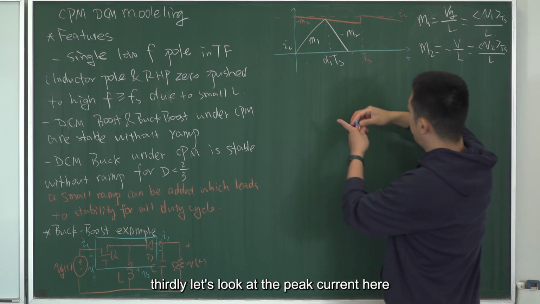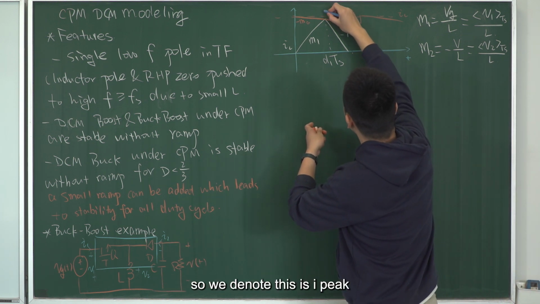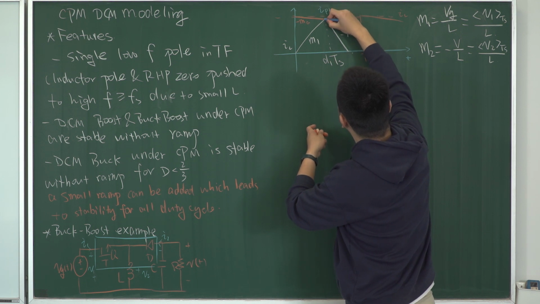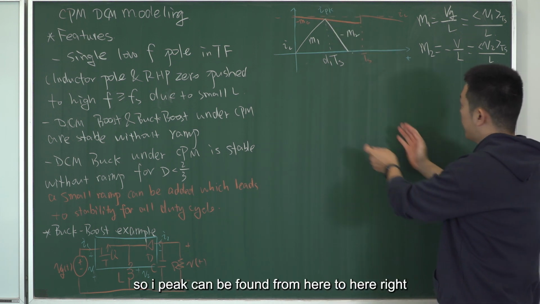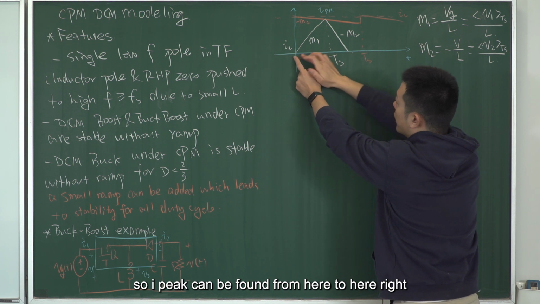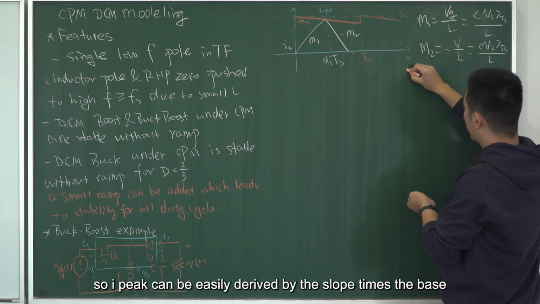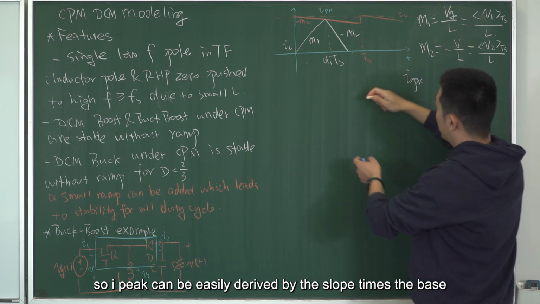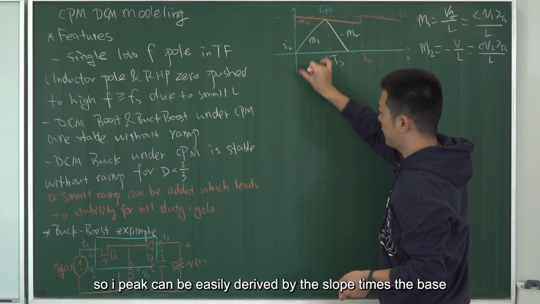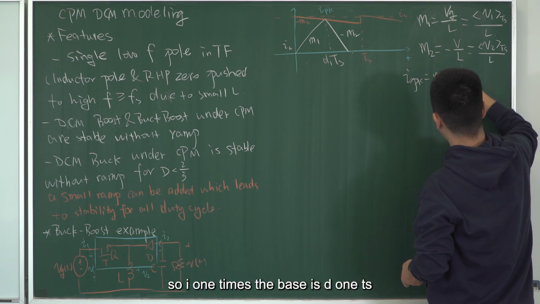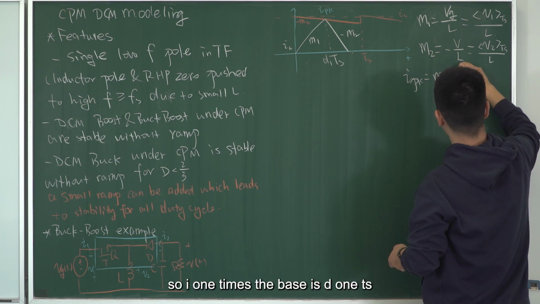Thirdly, let's look at the peak current here. We denote this as I peak. I peak can be found from here to here. The slope is M1, so I peak can be easily derived by the slope times the base. So M1 times the base, D1 TS.